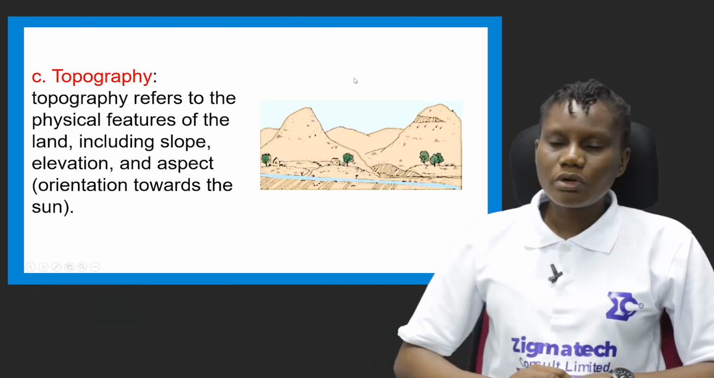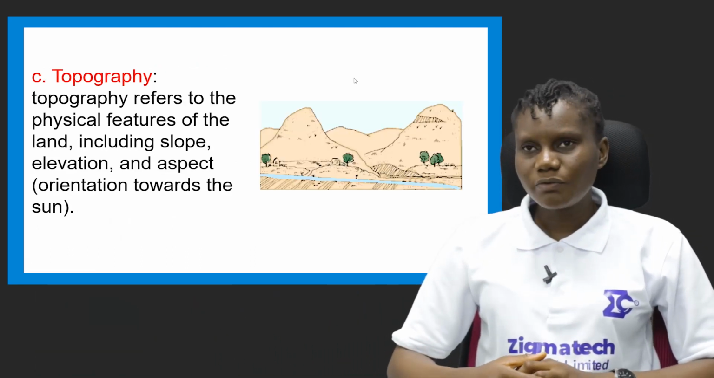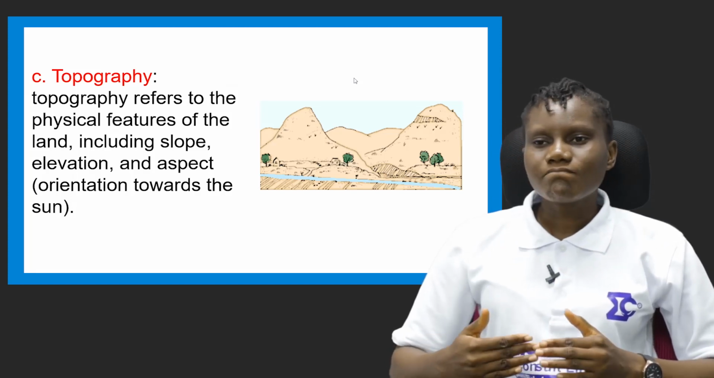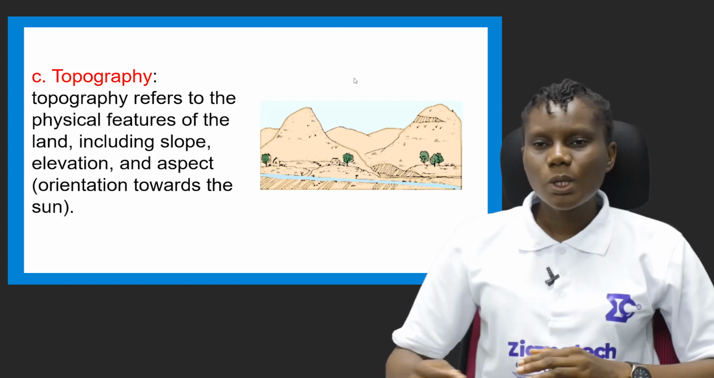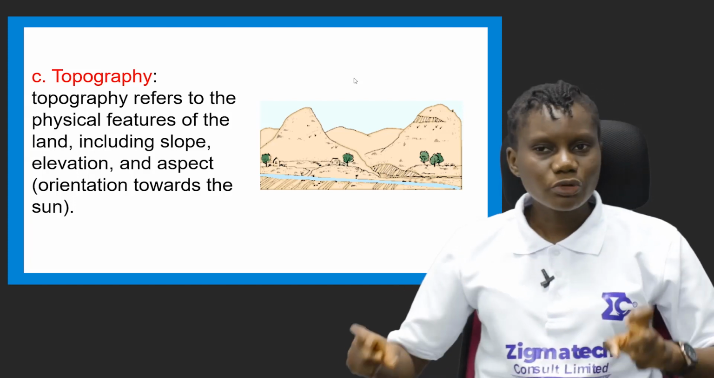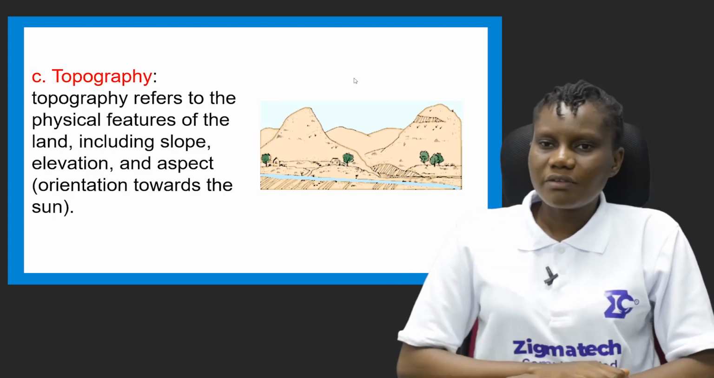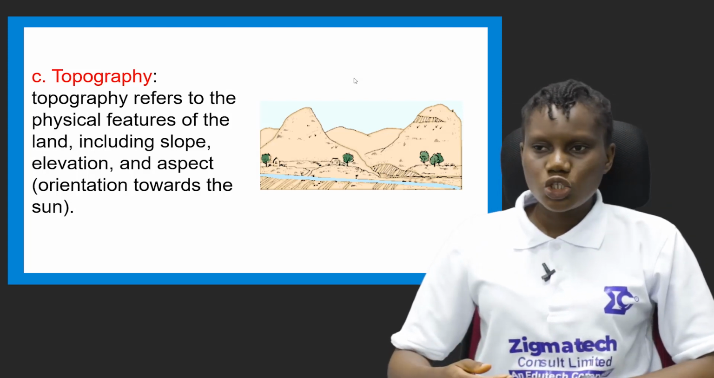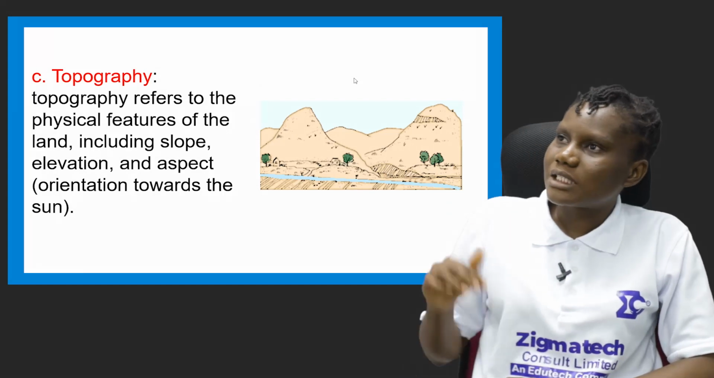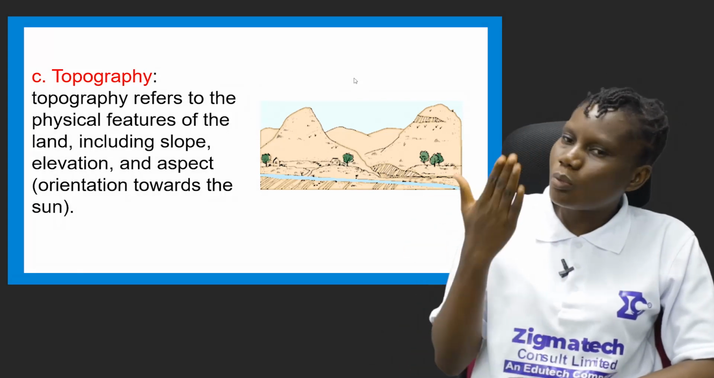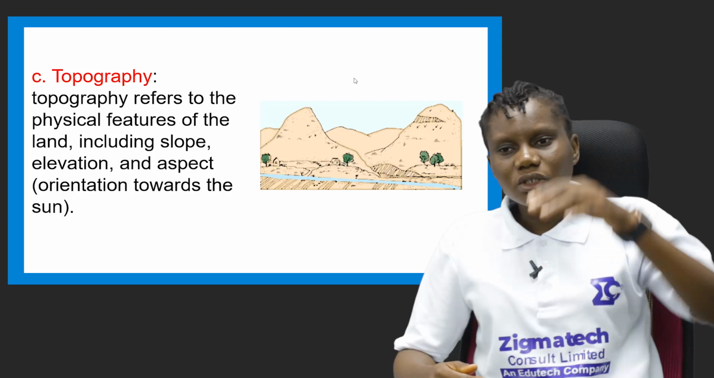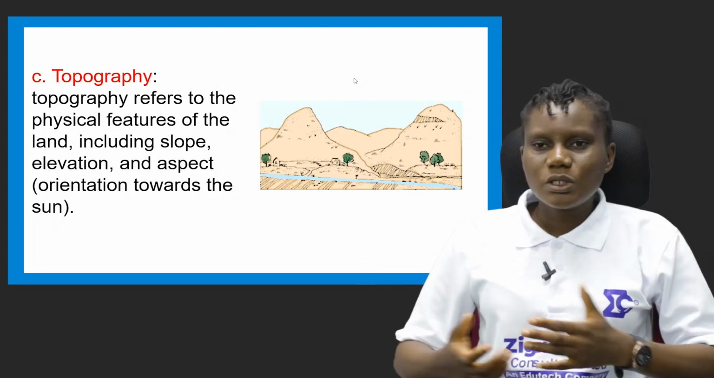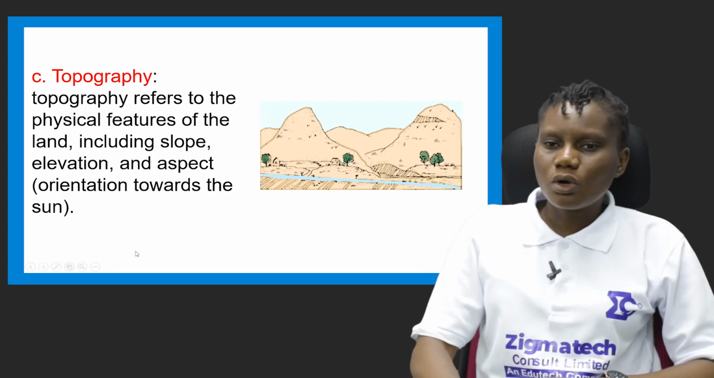Then the next is topography. We have looked at the climate. Do not forget we're under the factors that affect terrestrial organisms. We've looked at climate and soil composition. Now we're at topography. Topography refers to the physical features of the land. So when we're talking about this, the physical features, what you can see when you look at the land, is it sloping? Does it have elevation? Then what aspect of the slope is facing the sun, the orientation towards the sun? So that's what topography is all about.